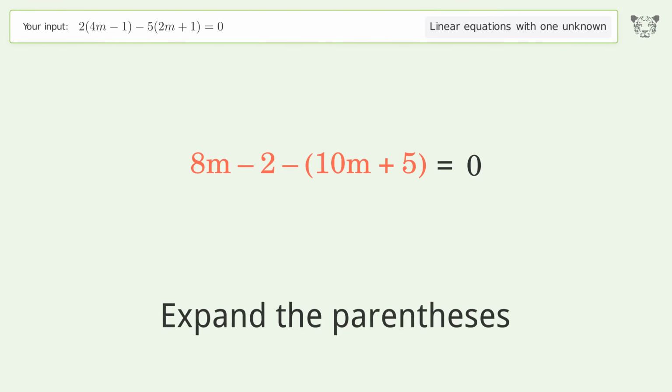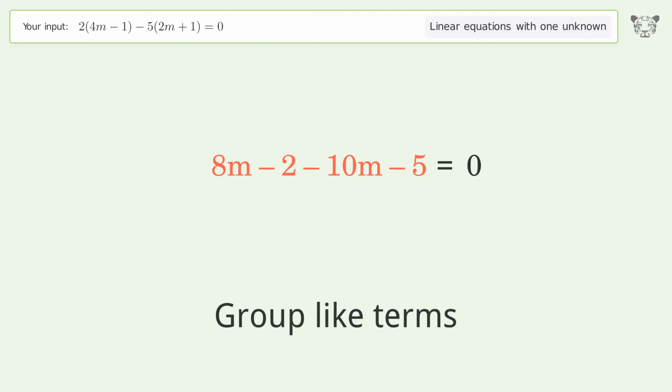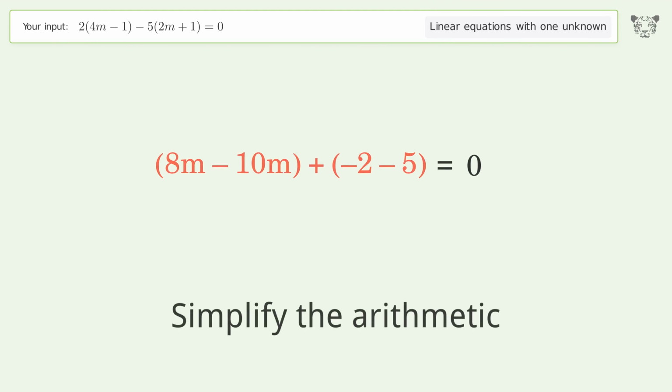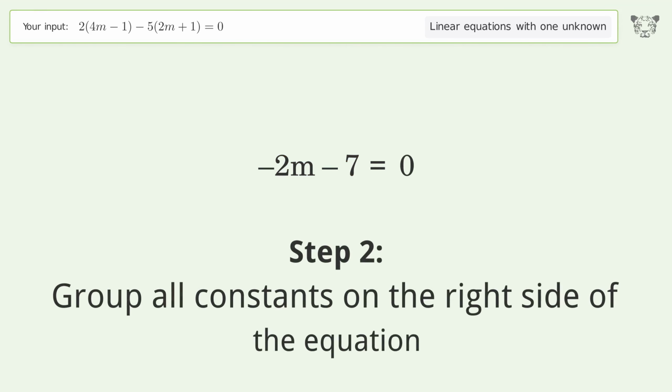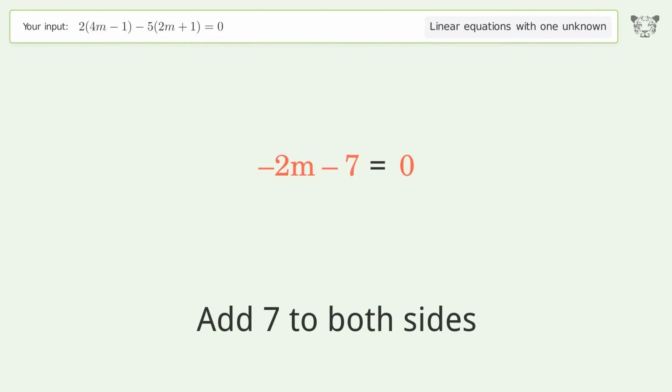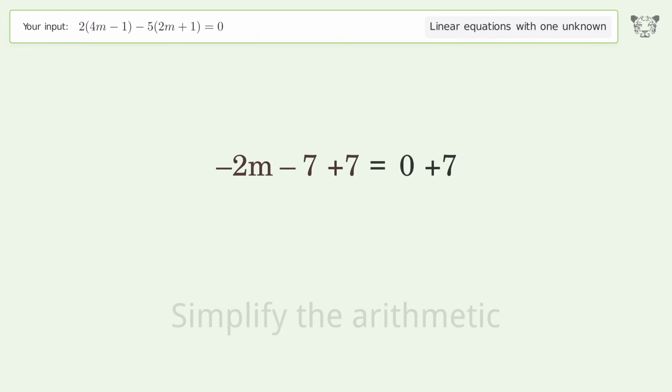Expand the parentheses. Group like terms. Simplify the arithmetic. Group all constants on the right side of the equation. Add 7 to both sides. Simplify the arithmetic.